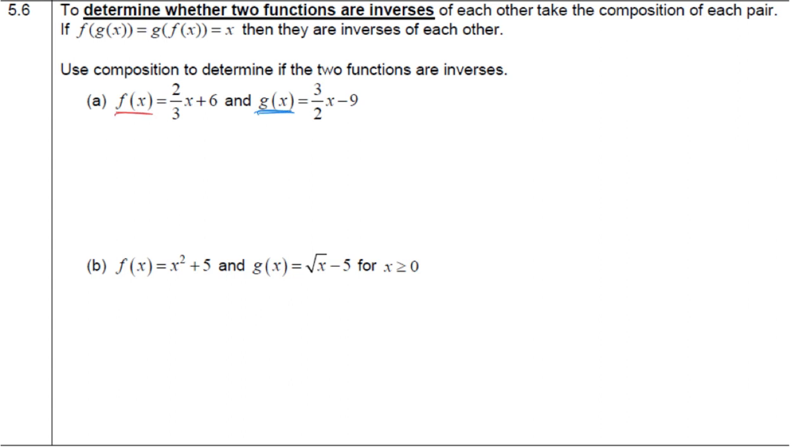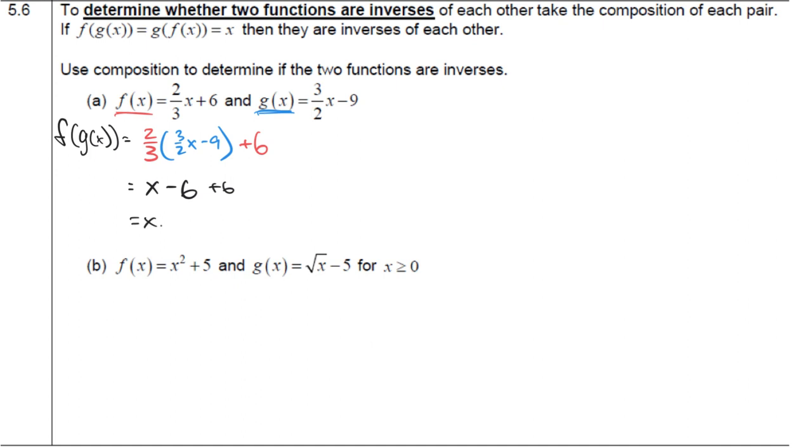So let's write f of g of x. We have 2/3, that's part of f of x, times x, but now that's g of x. Let's work through this. We'll distribute. This is x minus 6 plus 6. That equals x.